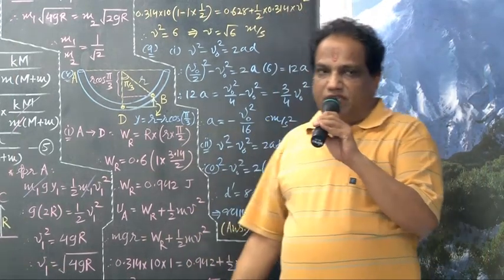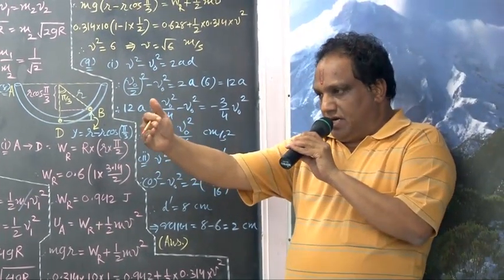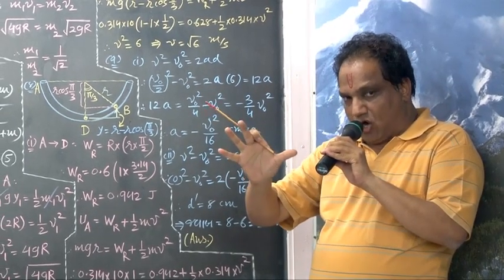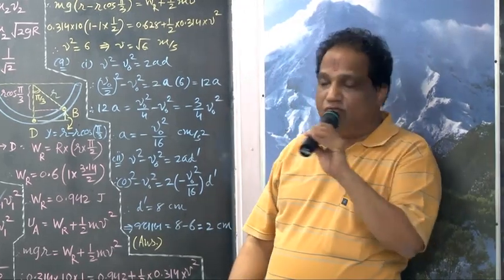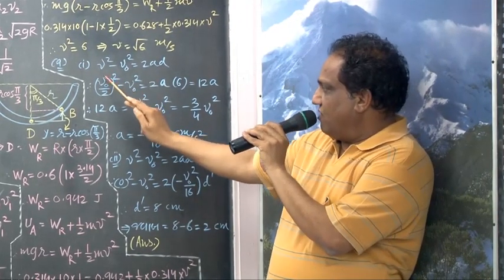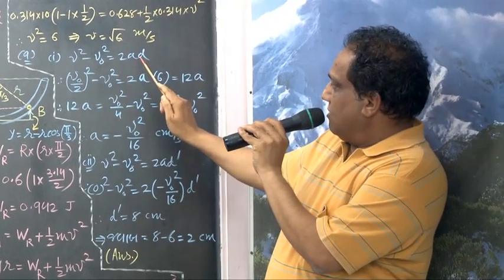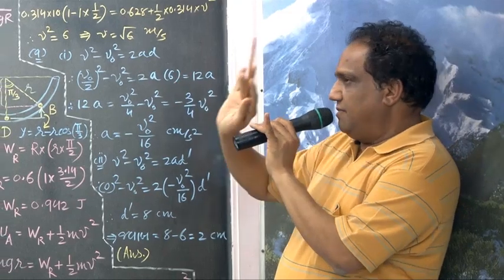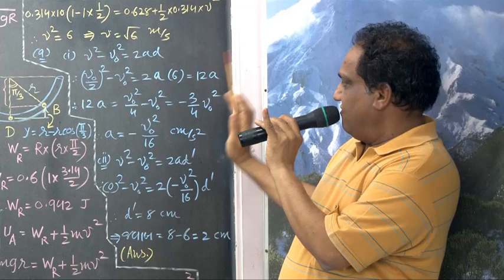V square minus V0 square equals 2ad. By the time the bullet travels 6 cm inside the block, its velocity reduces to half of the initial velocity. So this final velocity is half of initial, so I am writing v0 by 2. This v0 square as it is, 2 as it is, and what about the distance traveled? It is 6 centimeter. Let it be in centimeter only, no problem. 6 2s are 12a, fine.